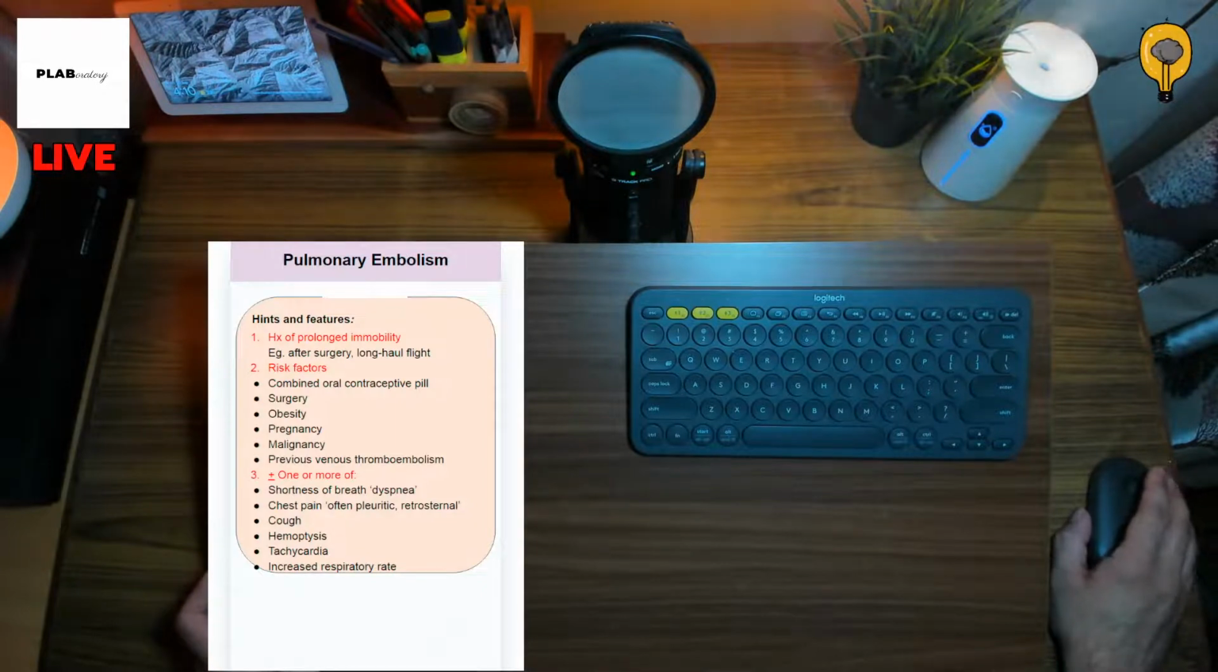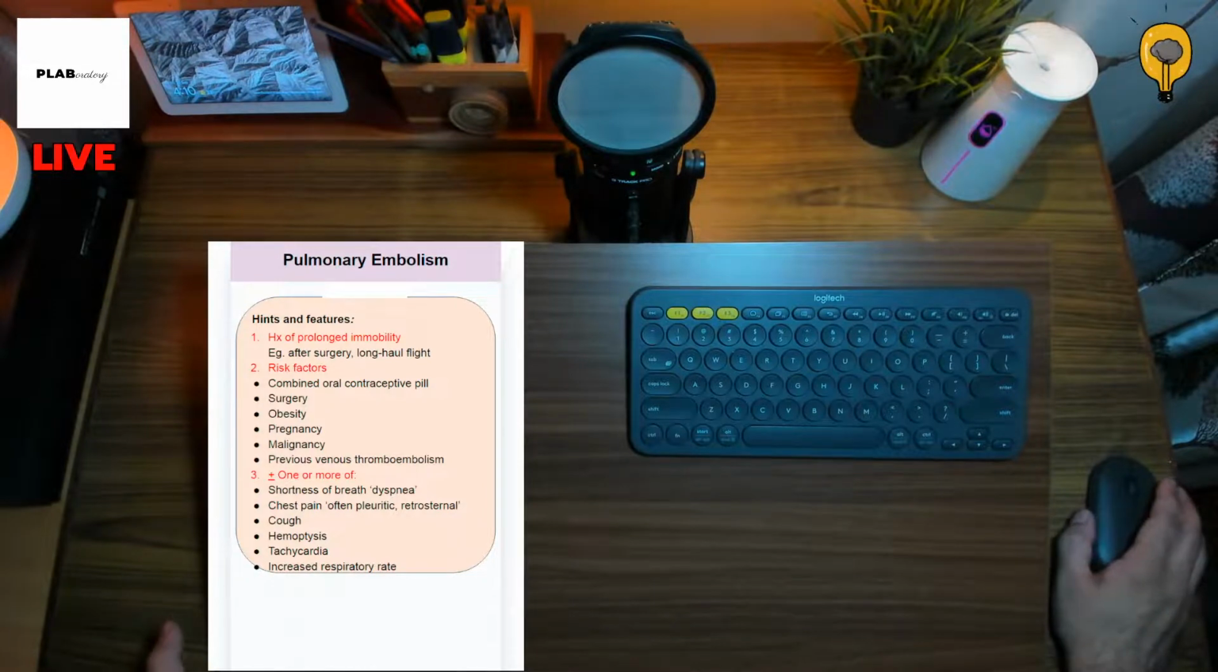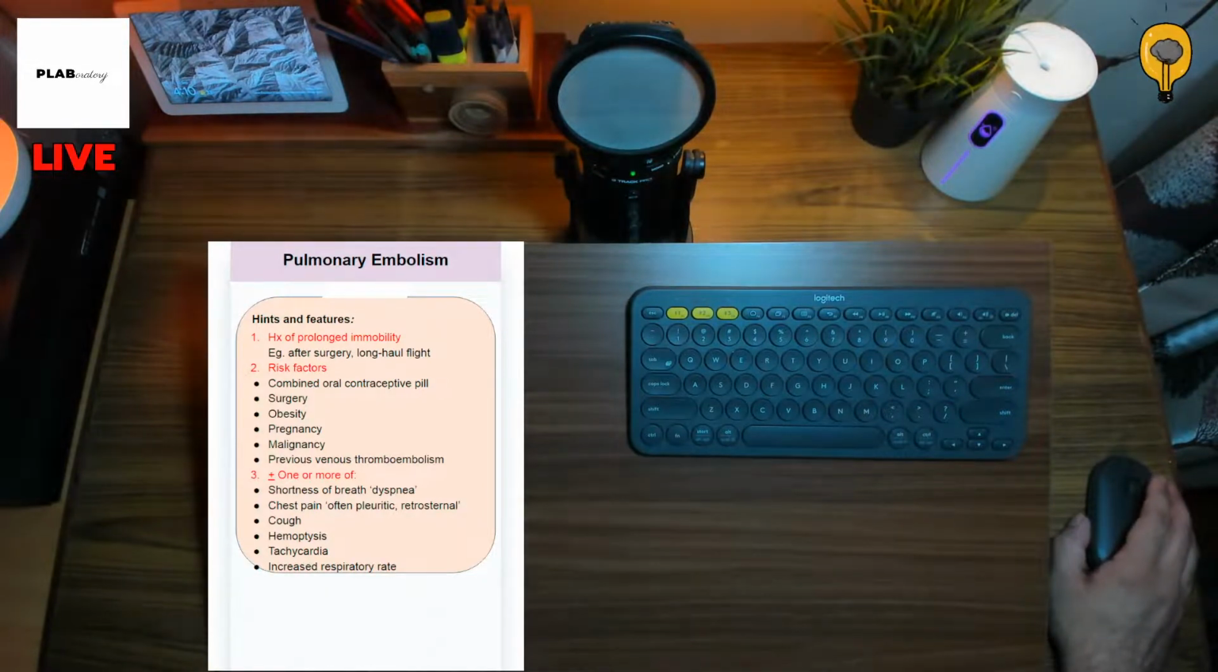But if chest x-ray is positive for pneumonia or pneumothorax, then the diagnosis is likely the cause of shortness of breath, and the patient may not even need CT pulmonary angiogram.